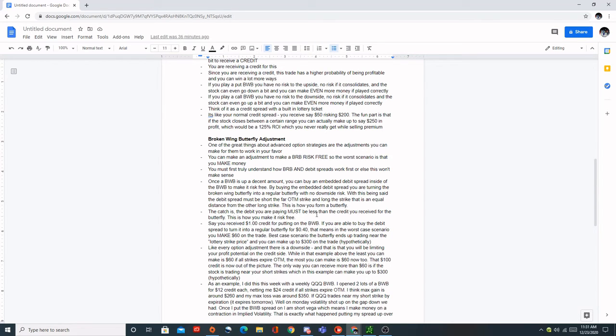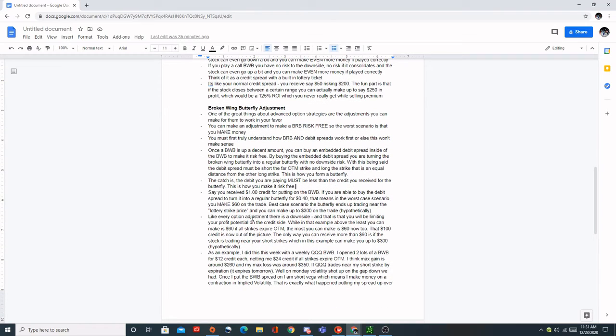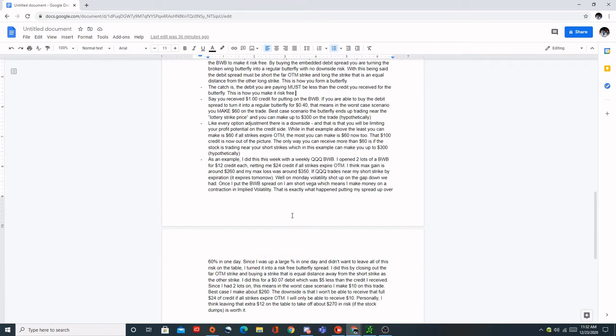The best case scenario, the butterfly ends up trading near the lottery strike price and you can make up to $300 on the trade hypothetically. Like every option adjustment, there is a downside, and that is that you will be limiting your profit potential on the credit side. While in that example above, the least you can make is $60, if all strikes expire out of the money, the most you can make is $60 now too. That $100 credit is now out of the picture. The only way you receive more than $60 is if the stock is trading near your short strikes, which in this example can make up to $300 hypothetically.